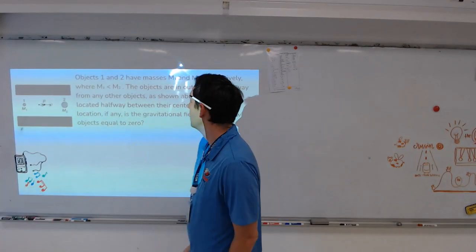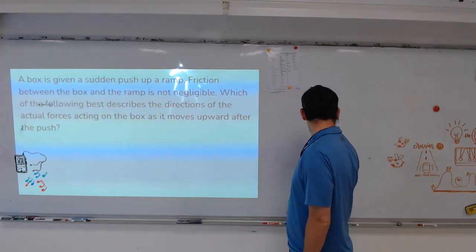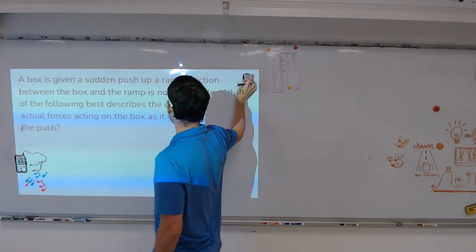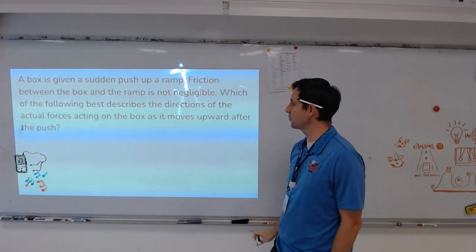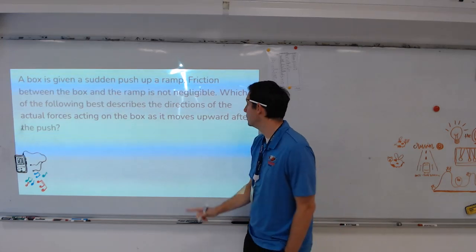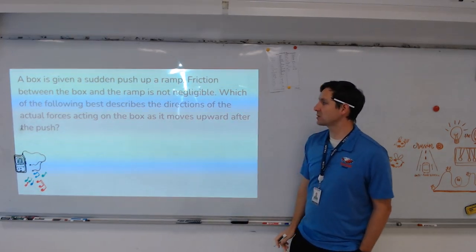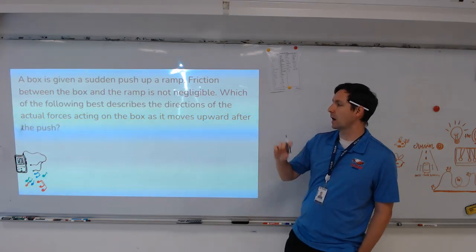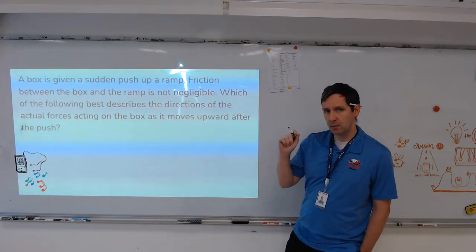All right. Next up, a box is given a sudden push up a ramp. Friction between the box and the ramp is not negligible. Which of the following best describes the directions of the actual forces acting on the box as it moves upwards after the push?